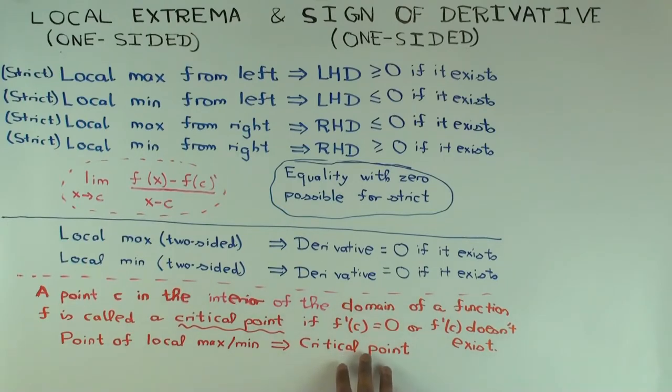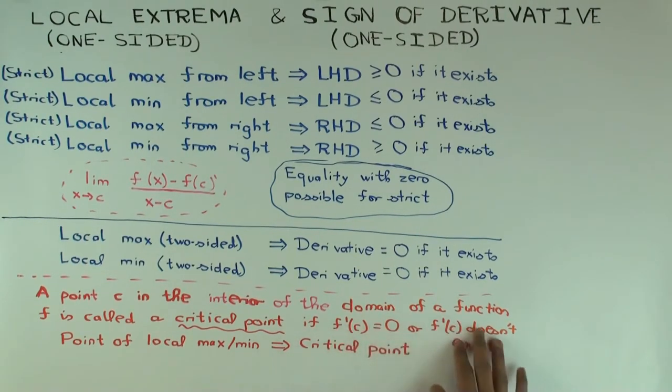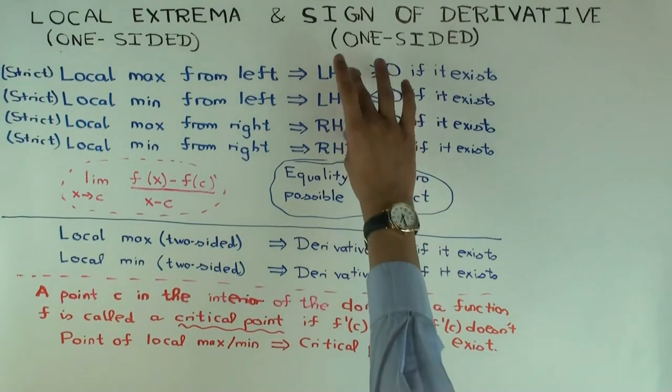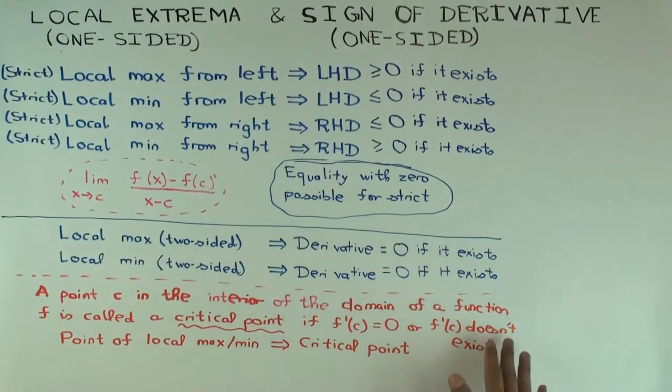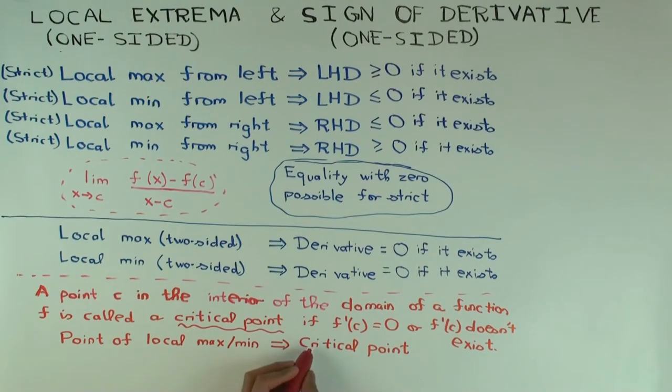And so critical point, really, there's sort of three types of cases. One is where the derivative is zero. The other is where the derivative doesn't exist because the one-sided derivatives don't match. And the third is where the derivative doesn't exist because one of the one-sided derivatives doesn't exist. So your critical point could be any of those types. Is the other direction true? No. The other direction is not even true. So this is not true.